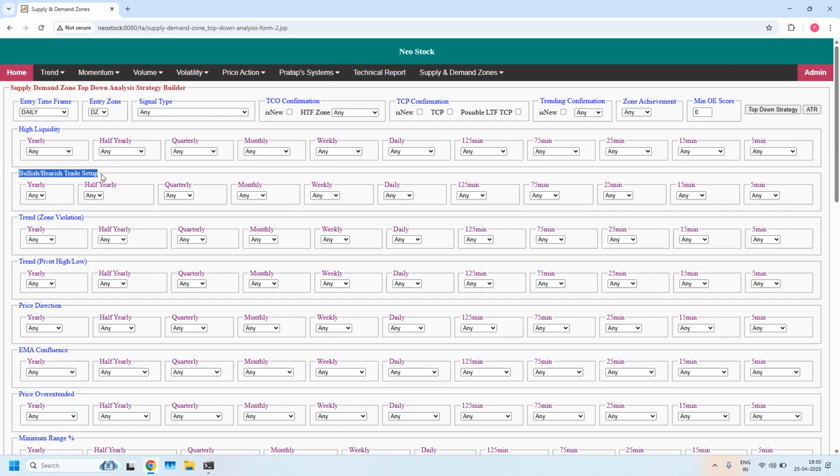Also, in the bullish or bearish trade setup at entry time frame daily, we should select bullish, and zone achievement should be selected as violating opposing zone, and the minimum odd and enhanced score should be 12. Both these filters, zone achievement and minimum odd and enhanced scores, are applied to the daily demand zone. And pierced zone we are not selecting for daily, because those who want to use pierced zone strategies can look into pierced zones filtered.